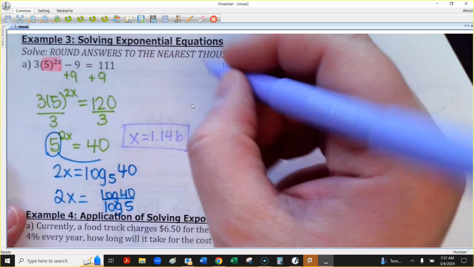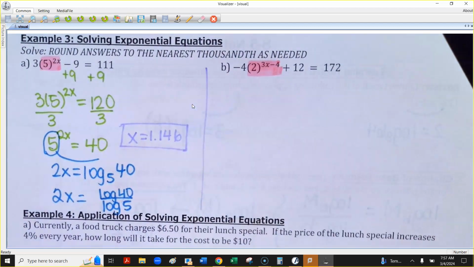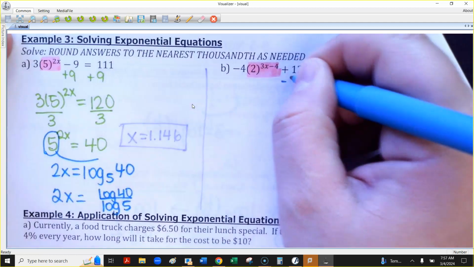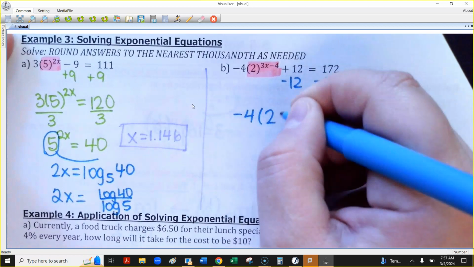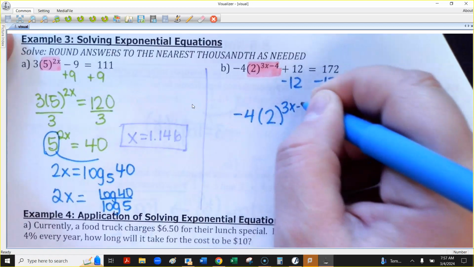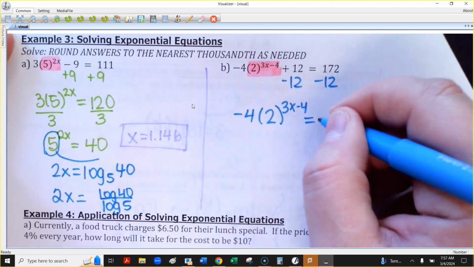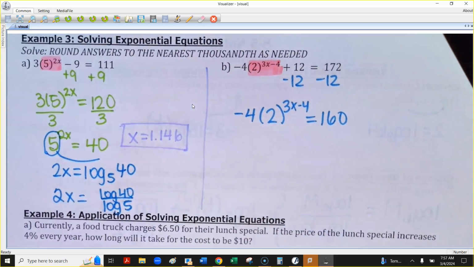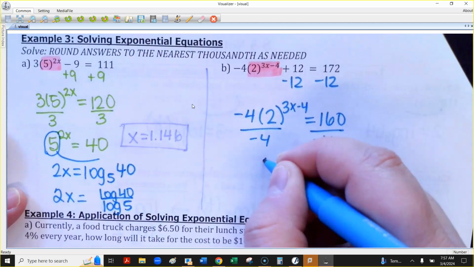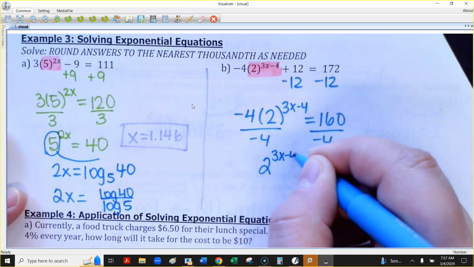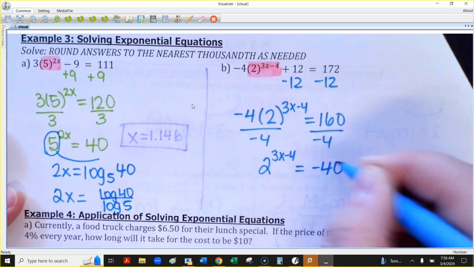Okay. So the only thing being taken to the power in this next equation is the 2. So what you want to do, get rid of the 12. So I'm going to do minus 12. So you got negative 4 times 2 to the 3x minus 4, and that's going to be 160. And then I'm going to divide by negative 4. And that's going to be negative 40.